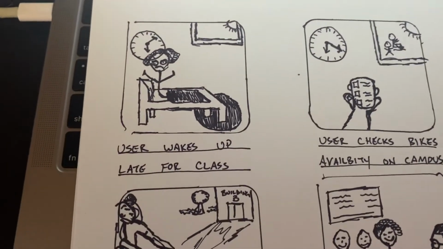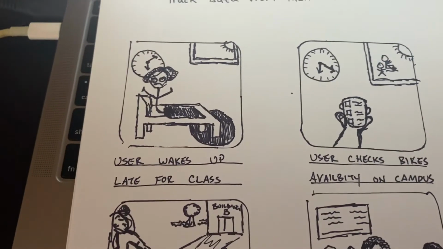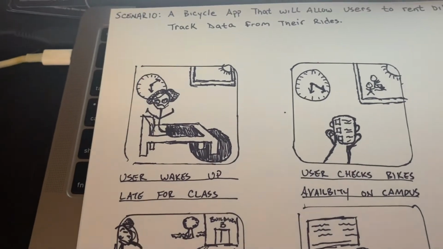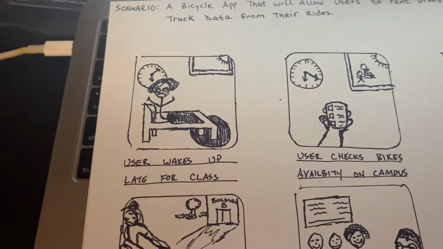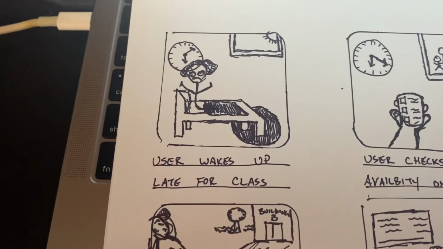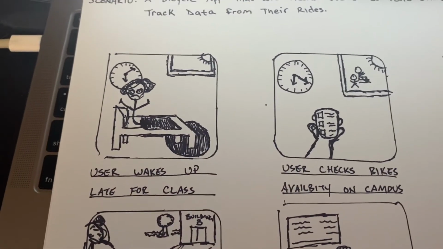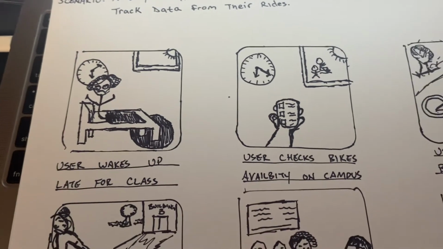The user wakes up late for class. This is a college student who needs a bicycle to get across campus, since some campuses are really large, so classes are far apart. You only have a short period of time to do it, especially if you wake up late. So let's say this user woke up late. As you can see, the clock and a window with the sun on the outside.